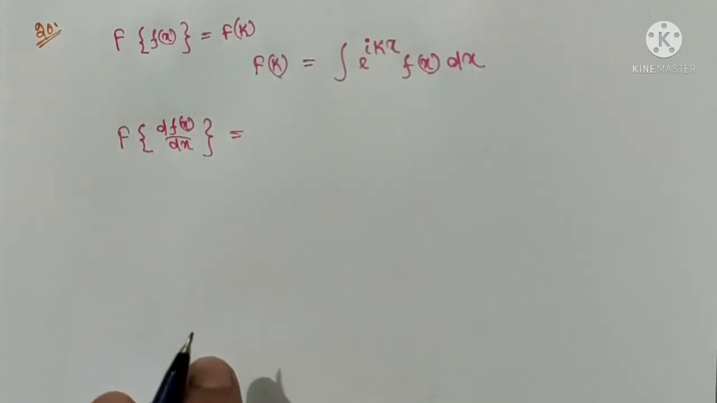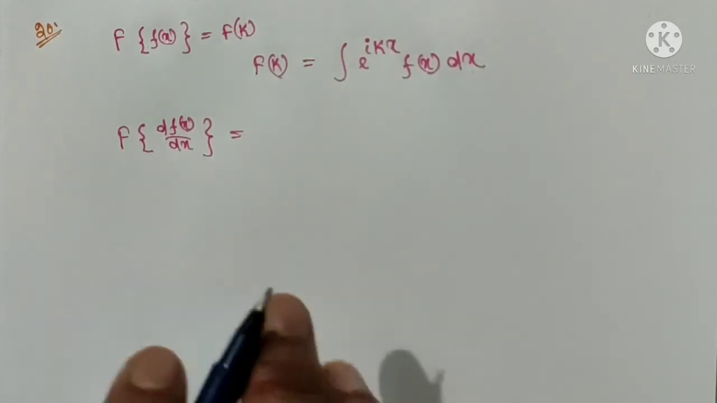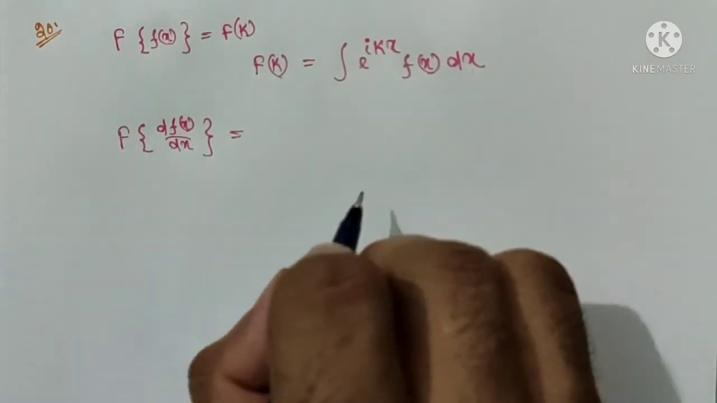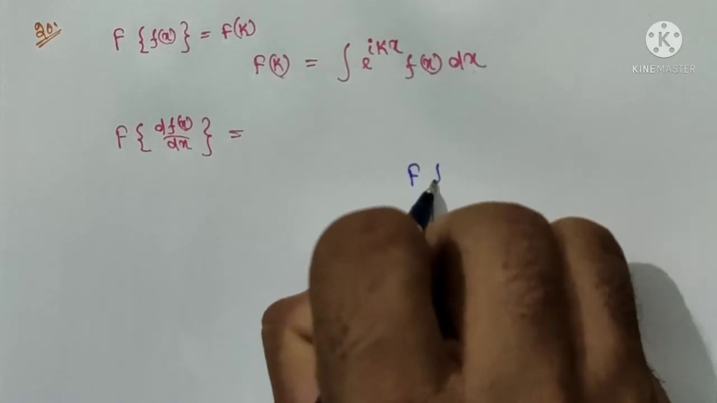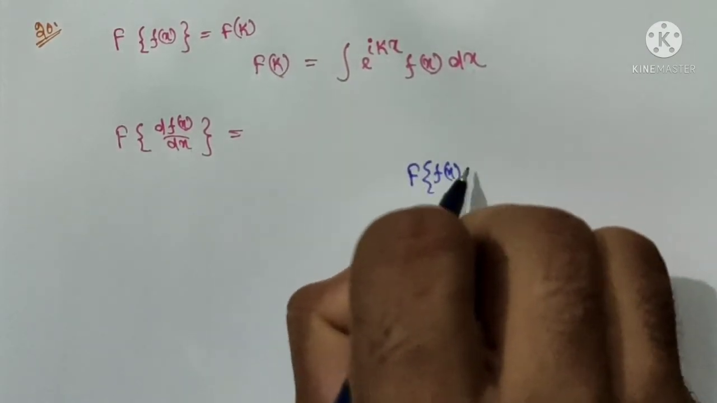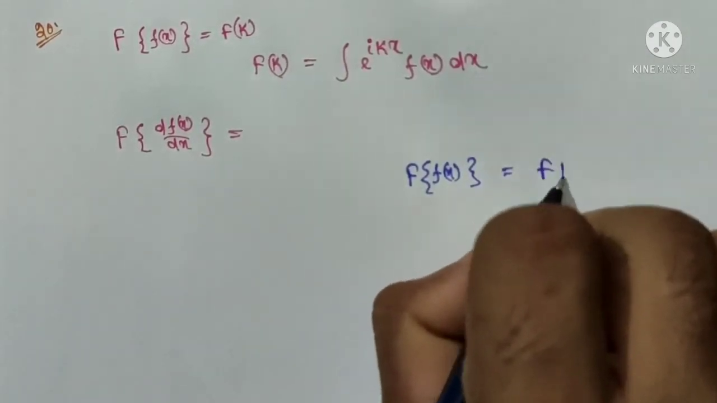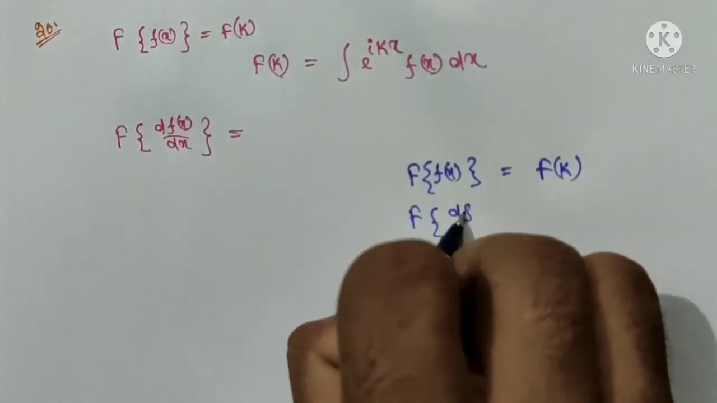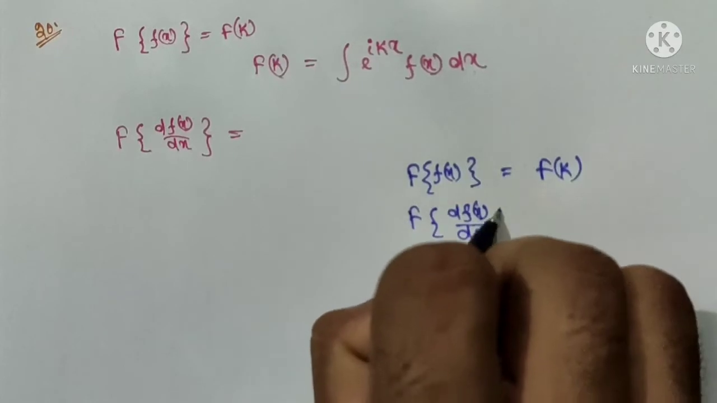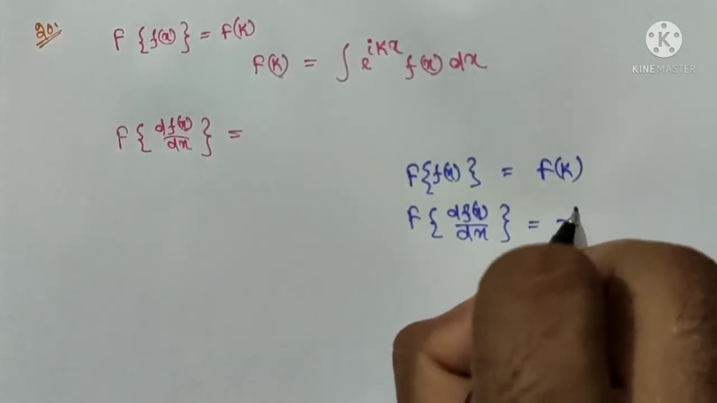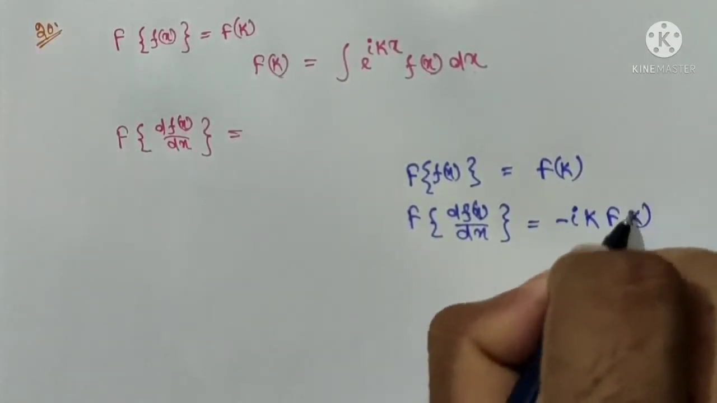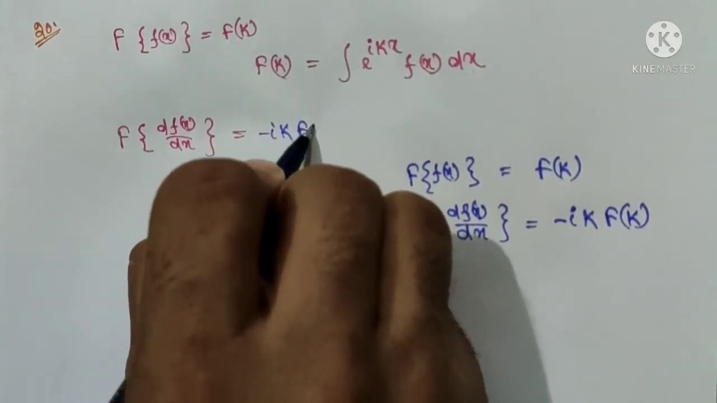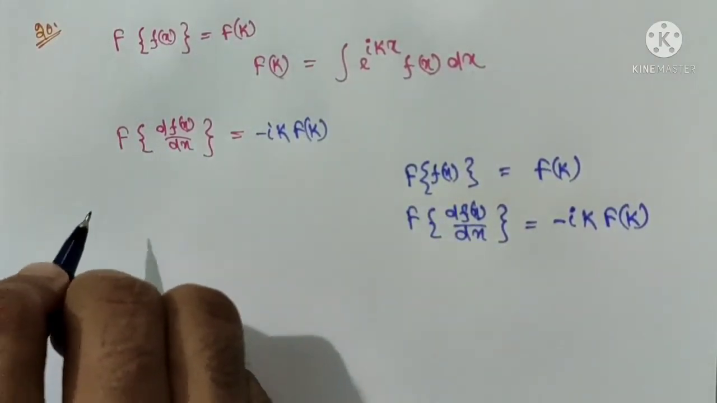So before the exam, revise all the properties well once. Look, this is direct: if Fourier transform of f of x is f of k, then Fourier transform of df of x by dx equals minus ik f of k. So here it will be minus ik f of k. So your correct option is option C.